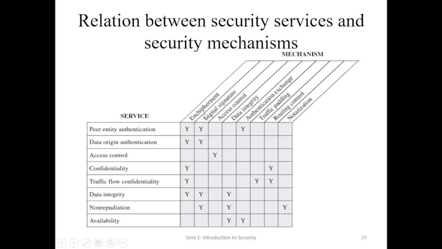For example, if you take encipherment, instead of only confidentiality, this encipherment technique may also give authentication and integrity service. In digital signature, authentication service is already provided and we may also provide integrity and non-repudiation. Like that, this graph gives an overview of the relationship between the services and mechanisms.